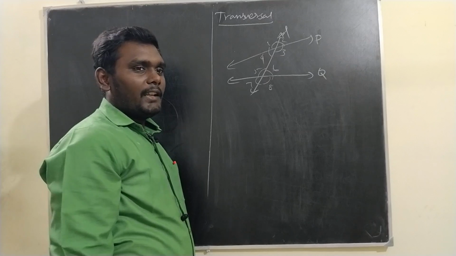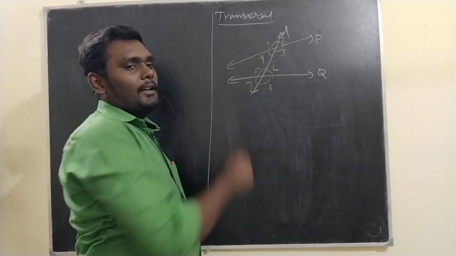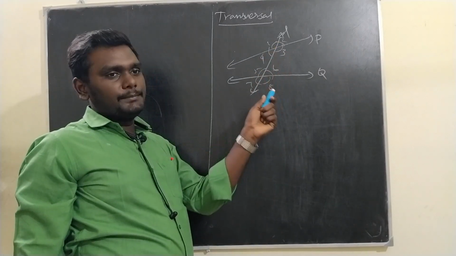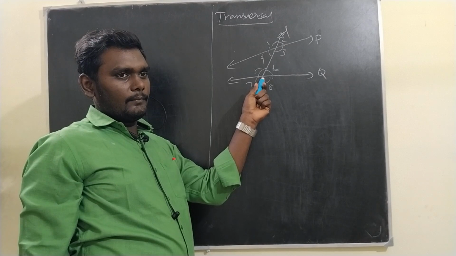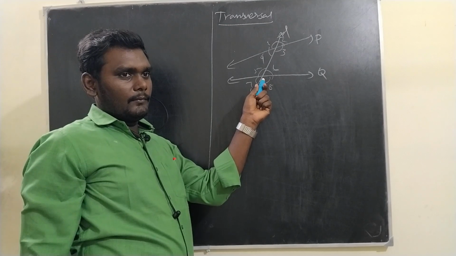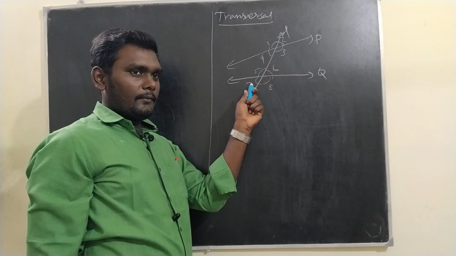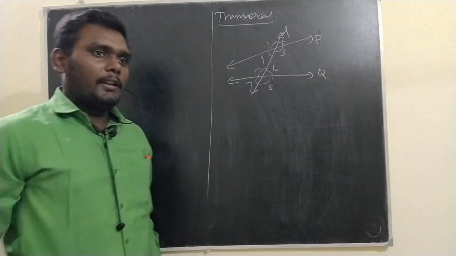Okay, one is interior, one is exterior angle, that kind of angle. So these 1 and 5 are called corresponding angles. Likewise, the other pairs: 2 and 6, and then 4 and 7, 3 and 8. Okay, they are corresponding angles.